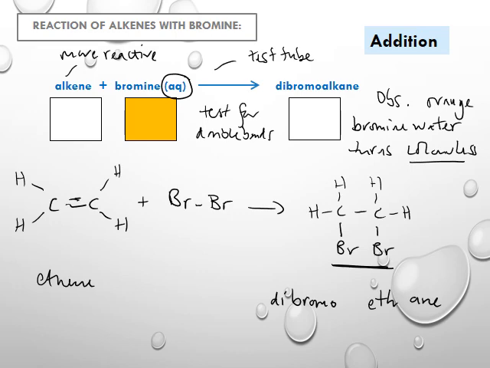Are there any branches to name or number? No, but we do need to number these because you could have an isomer of this where both the bromines were on the first carbon, couldn't you? So this is 1,2-dibromoethane. Notice the comma between the numbers if you have two numbers, and then a dash between numbers and letters.